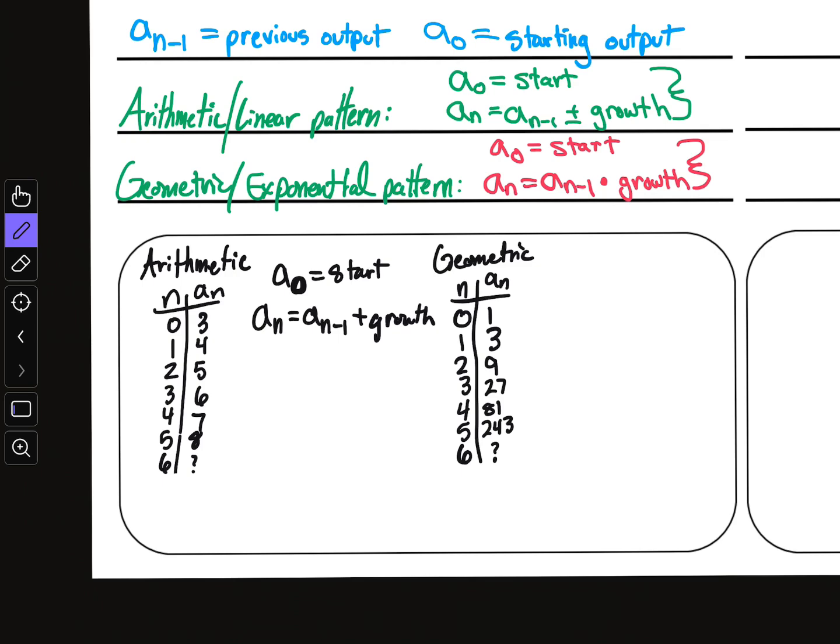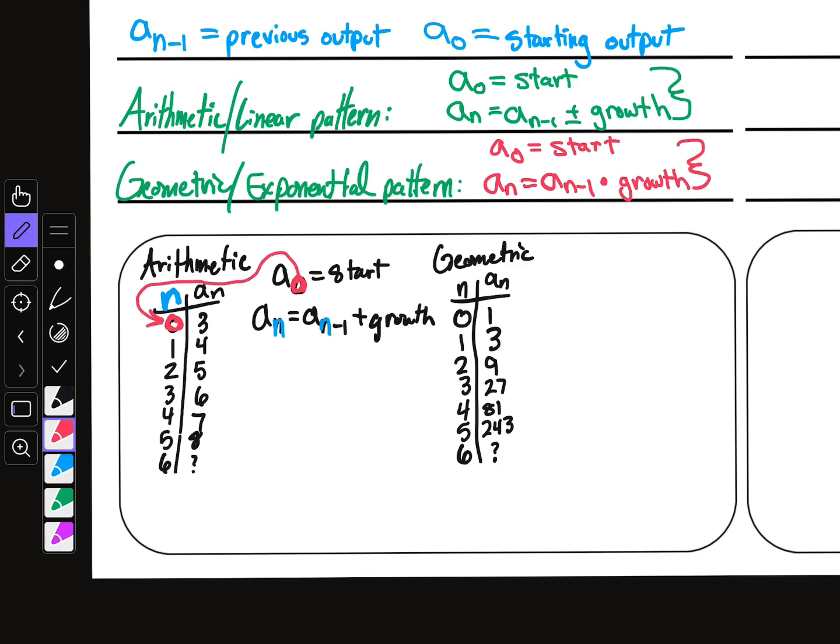So a sub 0, let me grab a different color. This 0 here corresponds with that 0 right there, okay? Notice how we've got the a sub n here, and the n. That corresponds to that input category, okay? So that's part of what's happening. It's part of what it's dealing with. So this a sub 0 here, draw an arrow to it, represents that 0 right there.